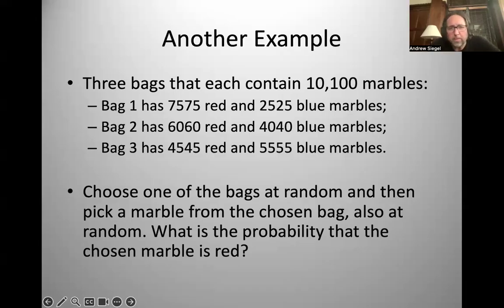Okay, here's another example. Let's take a quick look at a case where we apply the law of total probability in a setting that is very easy to simulate. So suppose we have three bags, each containing, let's say, 10,100 marbles, but with different proportions of red and blue. You can see the different proportions there. They should all add up to 10,100. I forget why I chose that exact number.